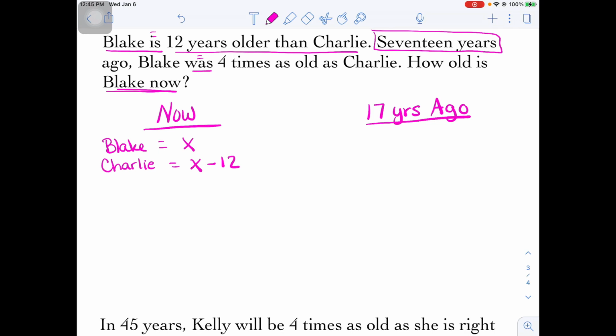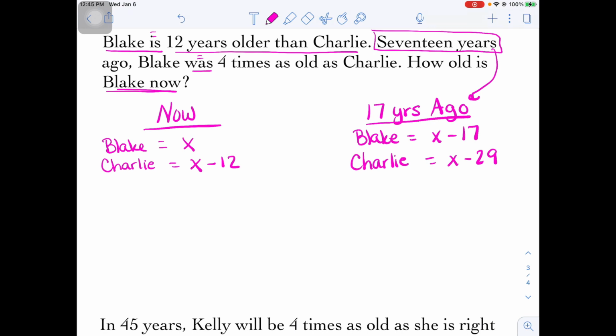Now, that's right now. 17 years ago, we need to think about what they would be. So Blake, 17 years ago, is going to be X minus 17. Charlie, 17 years ago, is going to be what he is now, minus another 17. So negative 12 and negative 17 give me a negative 29. So now there are their expressions for now and 17 years ago. Now, the reason we have to do the now is to be able to come up with 17. We're focusing on using these expressions for our equation.